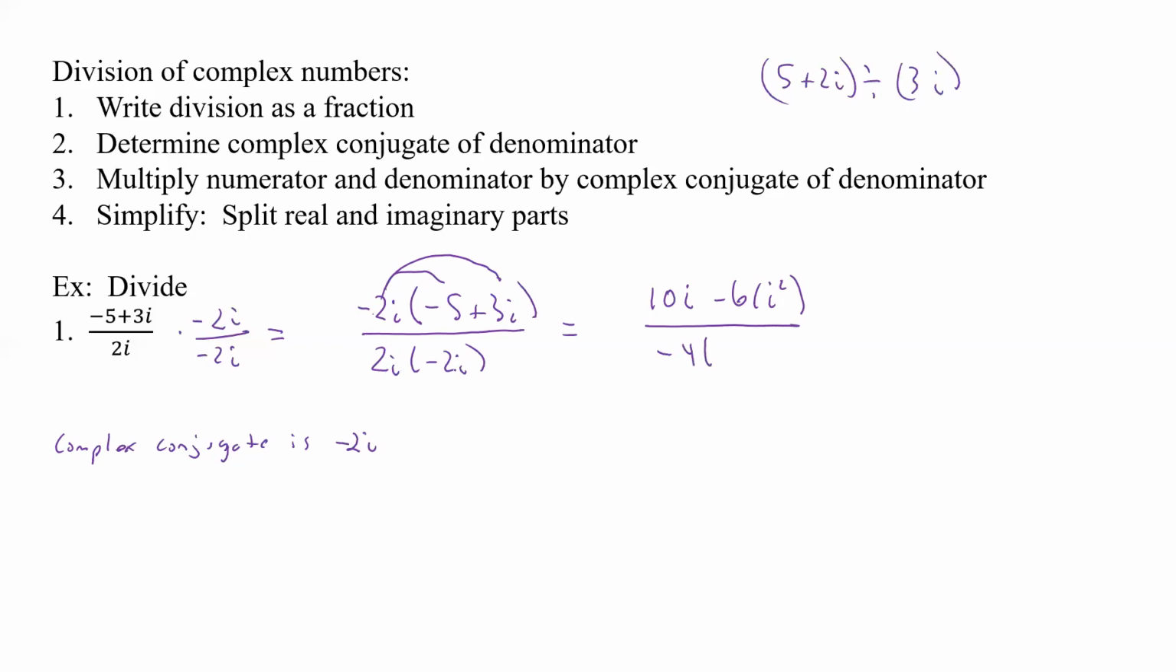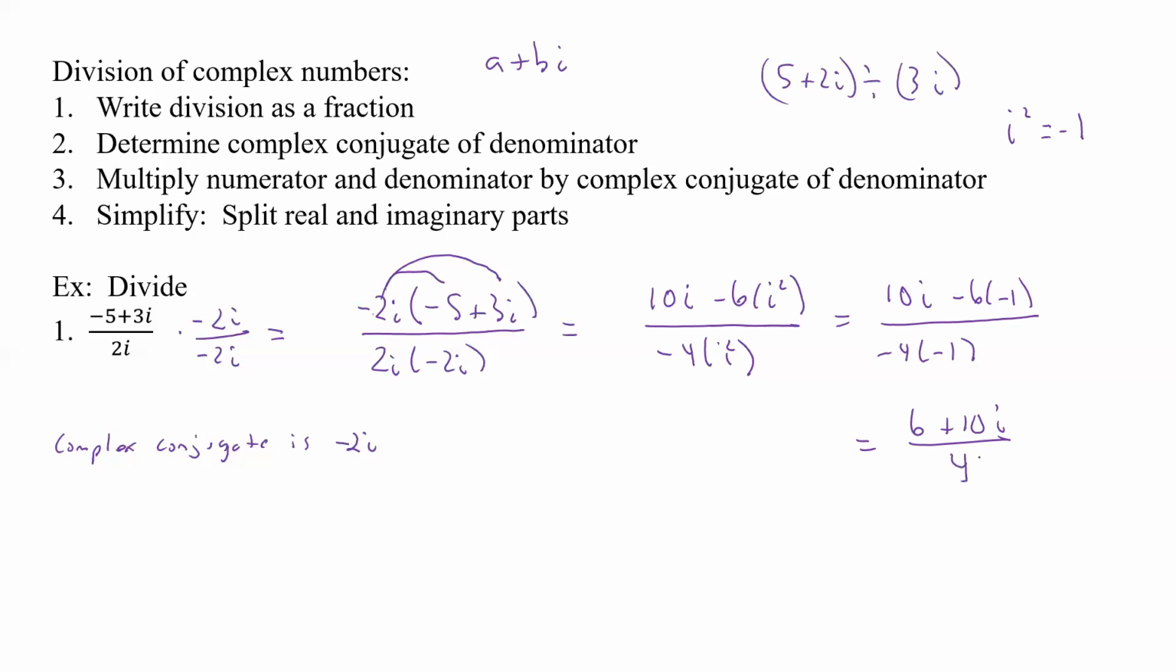And then we have i times i, so that's i squared. Now remember, i squared is negative 1, so that's 10i minus 6 times negative 1 over negative 4 times negative 1. Well, here negative times negative is positive, so that's a 6. And remember, our standard form is a plus bi. It could be a minus bi too, but we want the a out front. So this is the a, so that's a 6. Then plus 10i minus 4 times a minus 1 is going to give me 4.